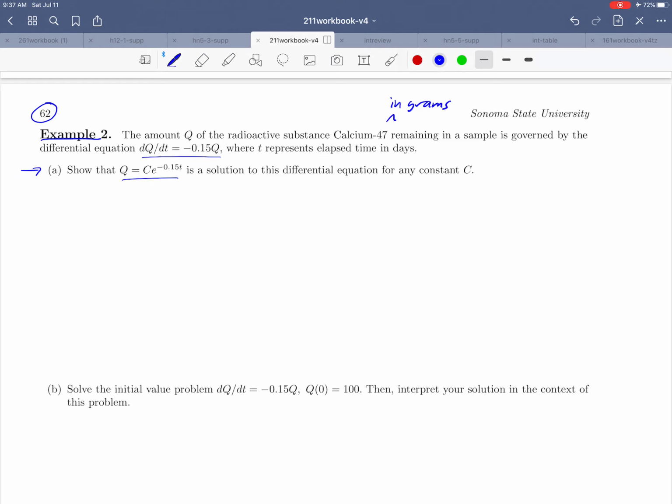Well, we kind of know how this works. We've done a couple of problems like this. To show that that's a solution, it's about demonstrating that this value of Q makes our differential equation into a true statement. If we substitute that into the left and the right-hand side, we want to confirm that we get the same thing. So we'll start by just writing down what the left and the right-hand side of our differential equation is. There's the left-hand side, dQ/dt, and the right-hand side looks like minus 0.15 Q.